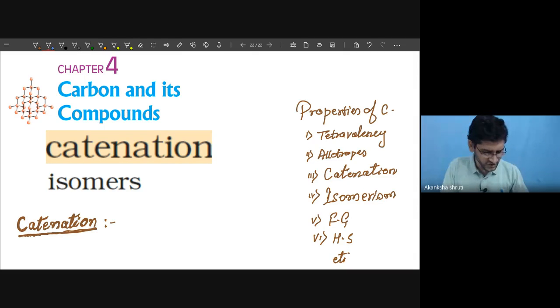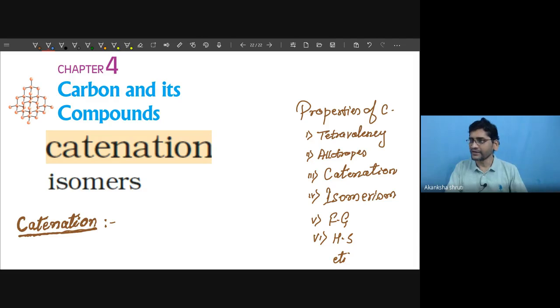Good evening, students. Today we are going to learn a very important property of carbon compounds called catenation. So what is this catenation? That we will learn. After understanding catenation, we can draw the various possible carbon-carbon chains, and drawing the possible carbon chains gives rise to another property called isomerism. The consequence of catenation is isomers and isomerism.